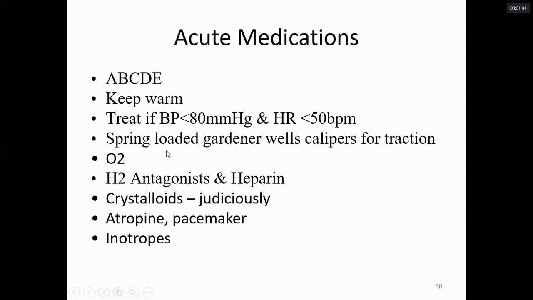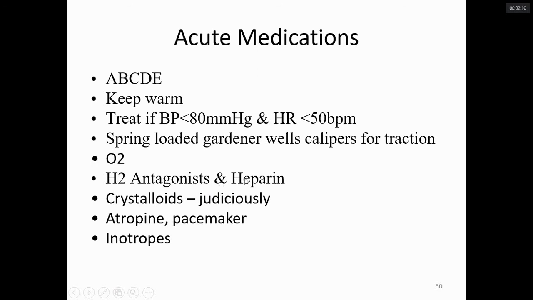If the cervical spine has a fracture, dislocation, or subluxation, you can manage it conservatively with the help of different forms of traction. One is the Gardner-Wells traction. You should also give oxygen.